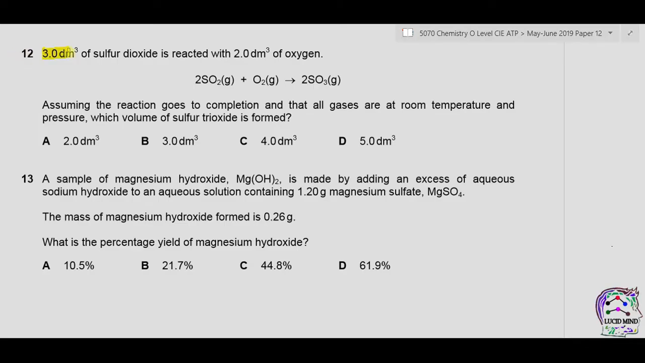Question number 12. 3 decimeter cube volume of sulfur dioxide is reacted with 2 decimeter cube volume of oxygen. This is the balanced equation. 2 moles of sulfur dioxide react with 1 mole of oxygen to form 2 moles of sulfur trioxide gas. Assuming the reaction goes to completion and that all gases are at room temperature and pressure, which volume of sulfur trioxide is formed? In this reaction we have 2 reactants, one is sulfur dioxide and one is oxygen. Both are making the product. Now the product will depend on the reactant, that is limiting reactant. Let's first find out the limiting reactant.